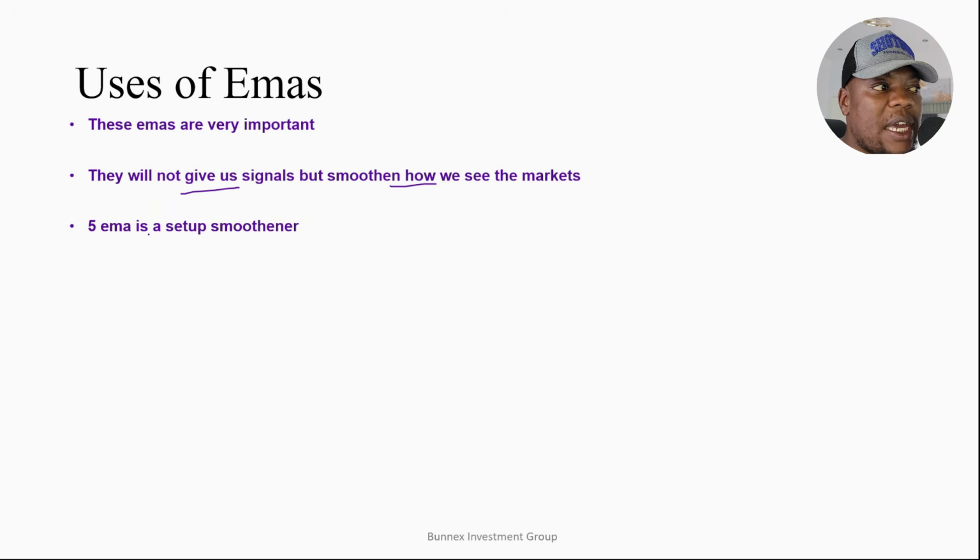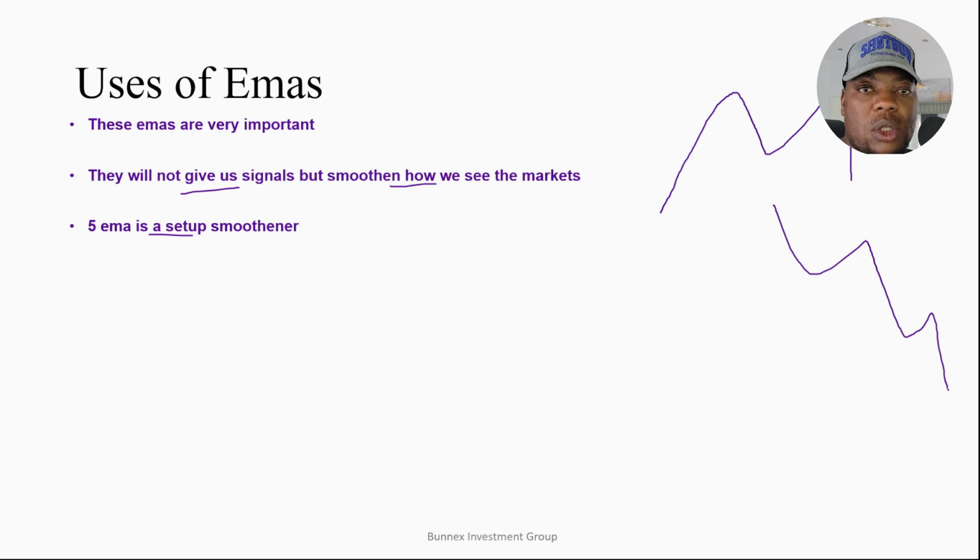So the 5 EMA is actually called a setup smoothener. If an M is being formed, you can see the M clearly with the 5 EMA, and that is why I love to put the 5 in yellow, so that I can see when the flow is being issued. You can clearly see using the 5 EMA. Then the 13 EMA is called an entry confirmer, and I'll actually show you how it works when we apply it on the TDI shortly.